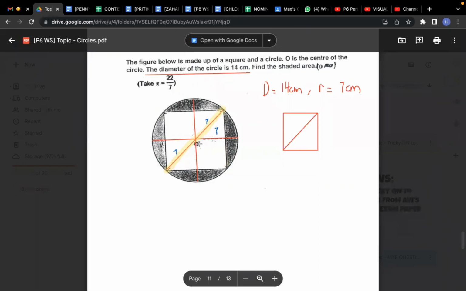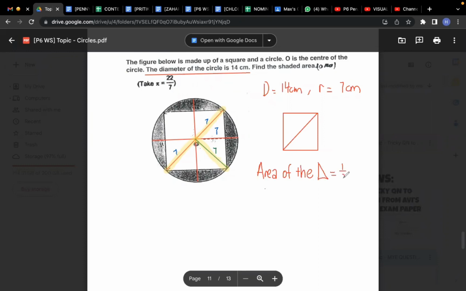Because anything that comes from the middle point will have the same measurement. Can you see that? So you can say that this is also 7. Since you know the base and the height, which I'm going to highlight in yellow right now, you know the area of the triangle. So what you want to do first is find the area of the triangle.